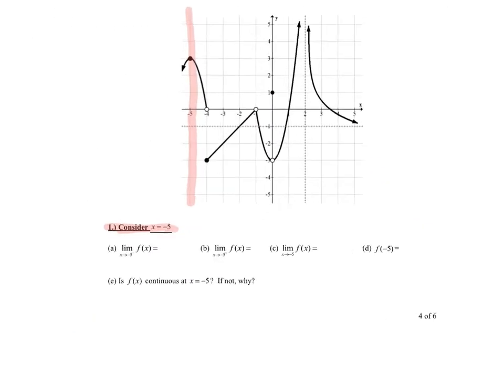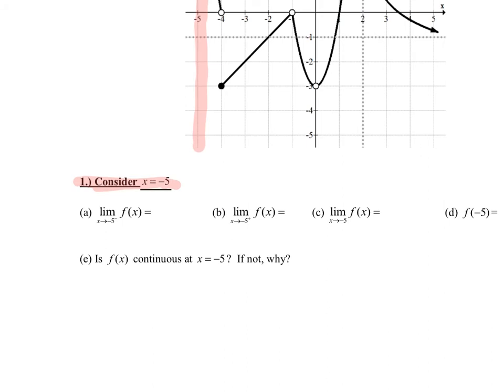So those are the questions that you see right here. From the limit from the left, what did I get? Well, the limit from the left, the y value approached 3. The limit from the right approached 3. Since those two are the same, I know the limit exists, and that's what it is.